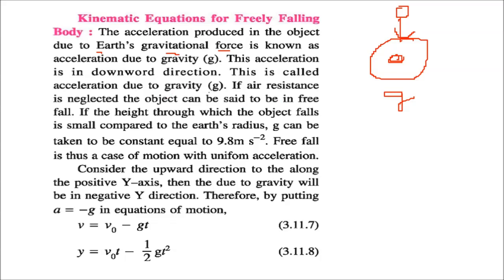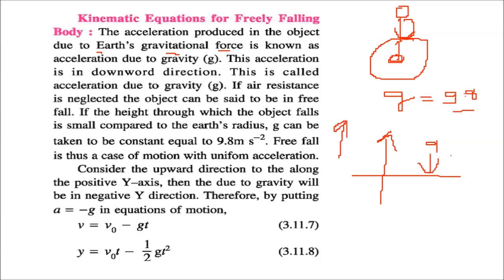If you neglect the air resistance, the object can be said to be in free fall. And if the height through which the object falls is very small compared to the earth's radius, you can easily take g as 9.8 meters per second square. So free fall is a case of motion with uniform acceleration. Now just consider the upward direction along the y-axis. Because the acceleration is on the opposite side, a has to be minus g, that is a equals minus g.